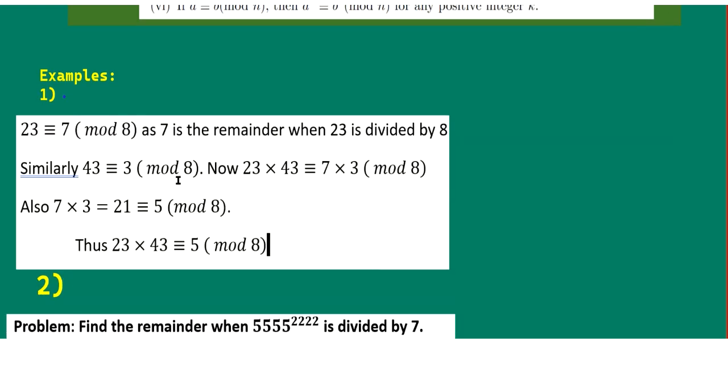Now, a few examples. If I divide 23 by 8, 8 into 2 is 16, and then the remainder is 7. So we write 23 is congruent to 7 modulo 8. Similarly, if I divide 43 by 8, 8 into 5 is 40, remainder is 3. So 43 is congruent to 3 mod 8. So the product of 23 and 43 will be congruent to the product of 7 into 3, that is 21, and further 21 is congruent to 5. Hence, we get 23 into 43 is congruent to 5 mod 8.